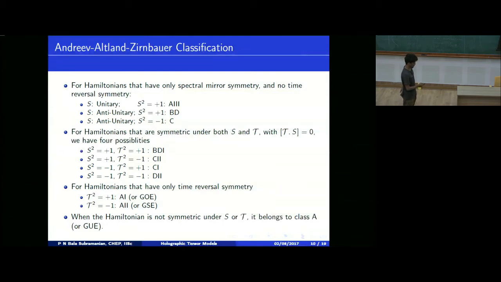And if there is no symmetry at all, it belongs to class A, which is the Gaussian unitary ensemble. And the only time reversal case gives the orthogonal and symplectic ensembles, the Gaussian series. So what they found for the SYK case was that the ensembles belong to any of these three. Although T squared is not an exact symmetry of the Hamiltonian, it's an effective one that is obtained after the disorder averaging is performed.